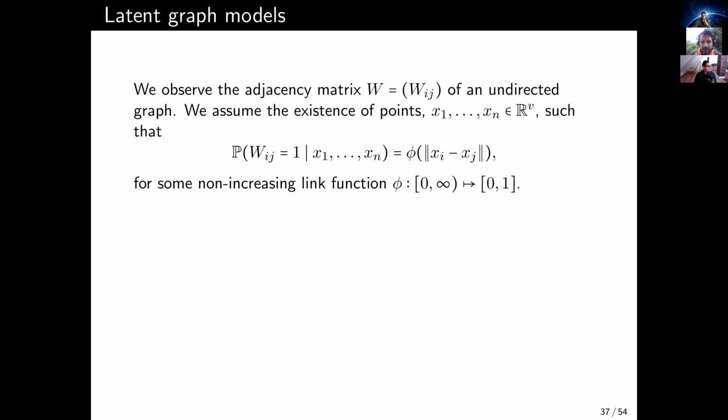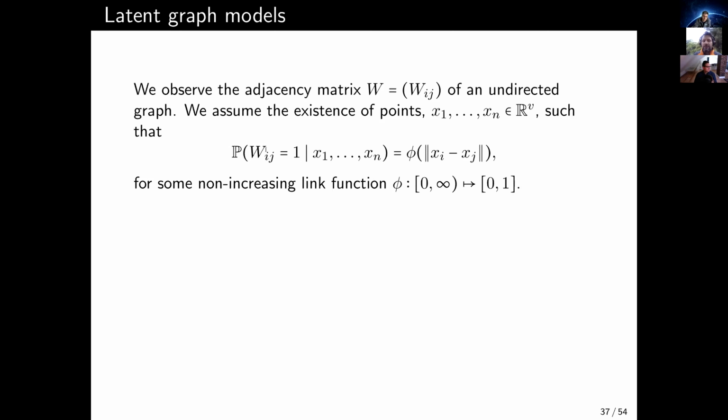Like I said, we have available adjacency information and the graph will be undirected here. The model we are assuming is a latent position model, sometimes called a latent graph model, in which we have points in space that are unknown to us, x1 through xn. In fact, that's what we want to recover. Those are the parameters. Somehow the dimension is denoted by v in this particular setting, but just ignore that.